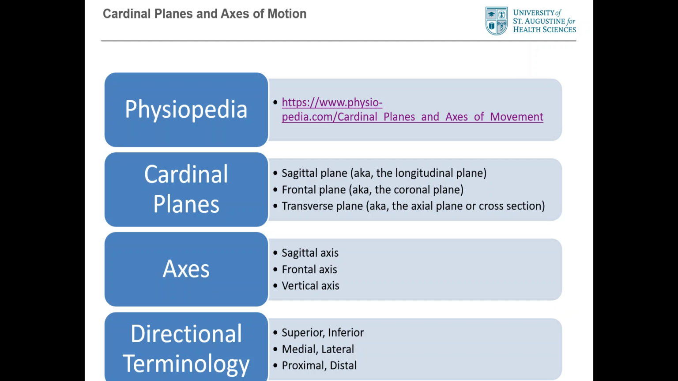On the topic of axes, an axis is a straight line around which an object rotates. Movement at the joint takes place in a plane about an axis. There are 3 axes of rotation.